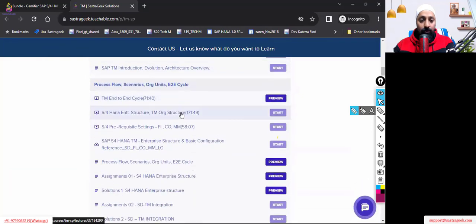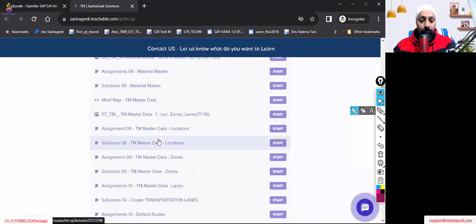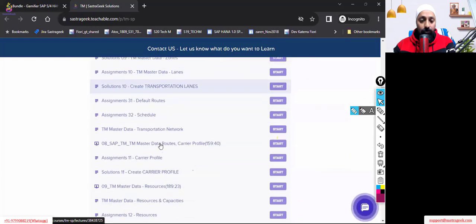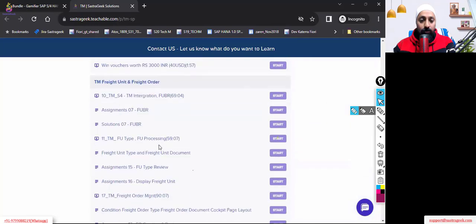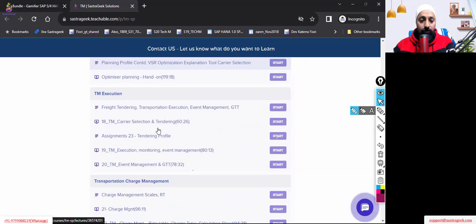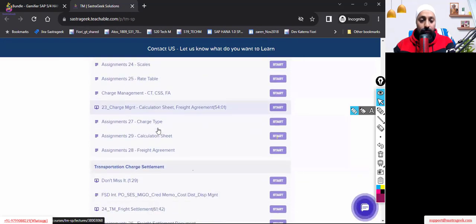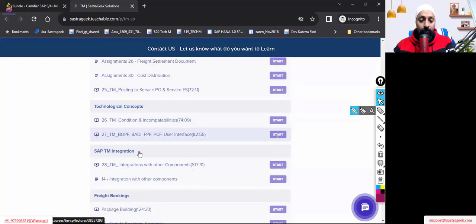Then evaluation and architecture assignments are also available. Then master data detailed videos are available. Then we have transportation zones, location zones, assignment, and then routes, freight unit and freight order, transportation planning, TM optimization, execution, transportation charge management, charge settlement, and different technologies and concepts like BOPF, BRF+, PPFs, PCF, which are the advanced things. Overview has been covered here.